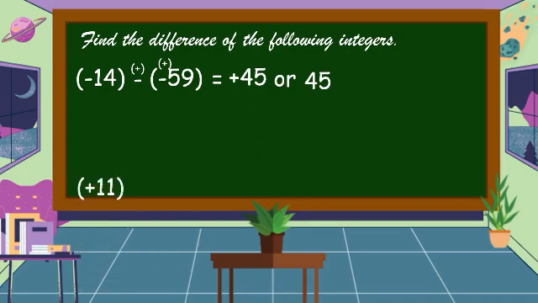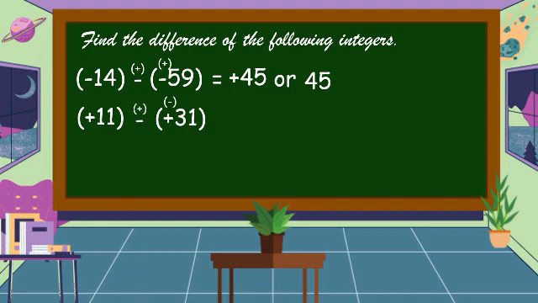Another one. Positive 11 minus positive 31. Change the sign of the subtrahend. Then, what are we going to do next? We're going to proceed into addition. Then, apply the rules in adding integers. What is the answer now?